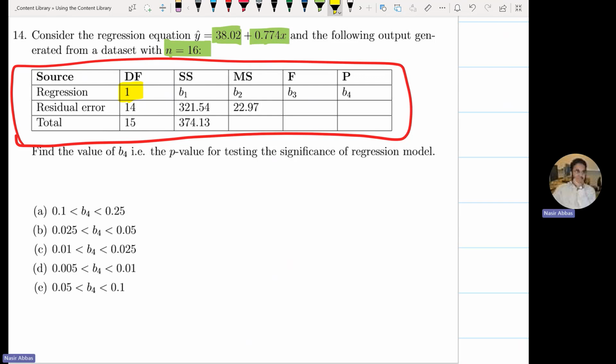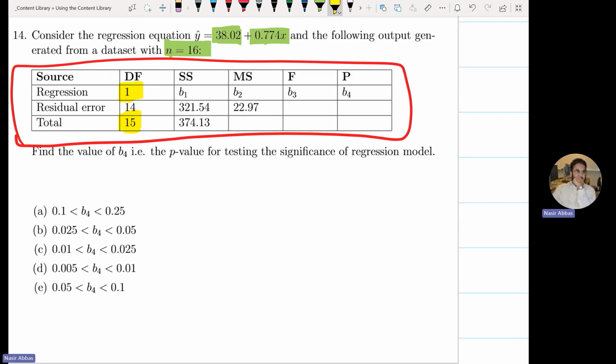The degree of freedom for the numerator is K, 1. This means you have one predictor in the regression, and the regression line is given to you. You can see there is one predictor in it, right? What does this 15 indicate? Total degree of freedom, which is N minus 1.